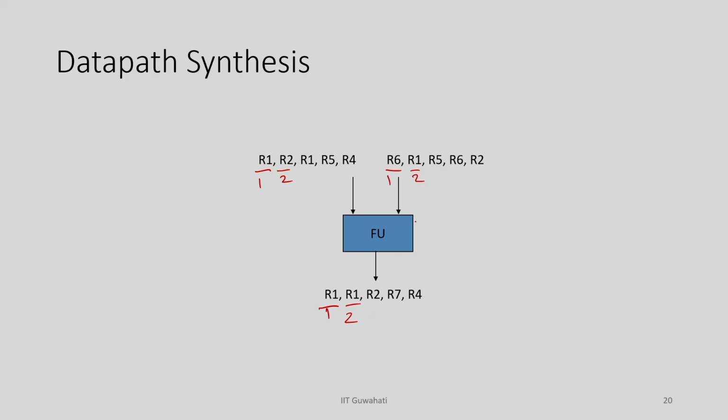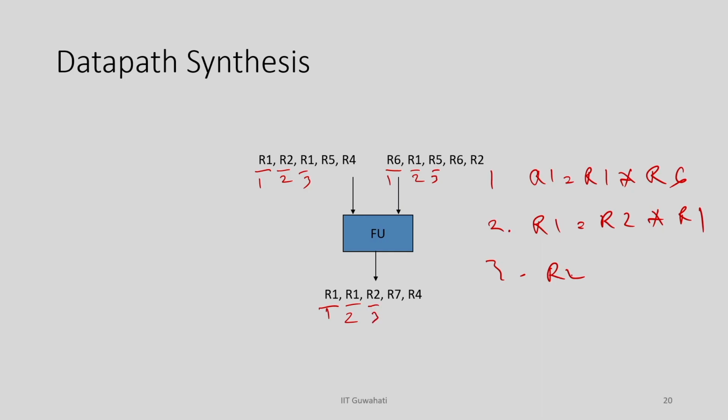So, it is basically this FU is doing R1 equal to R1 star R6 in timestamp 1, in timestamp 2 it is doing R1 equal to R2 star R1, in timestamp 3 it is doing R2 equal to R1 star R5 and so on, right. So, I can understand what are the registers to be connected to the left input of this FU, and what are the registers to be connected to the right input of this FU.